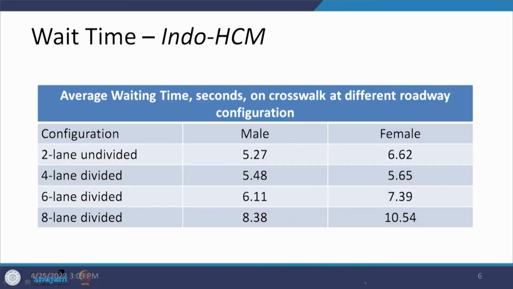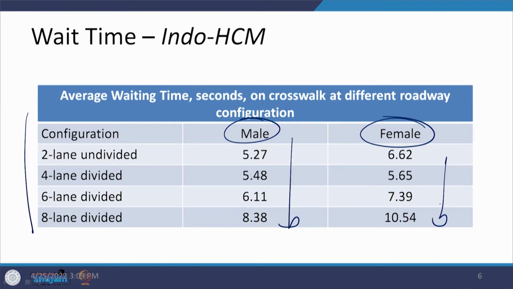Now, in the case of Indo-HCM, again it is talking about the wait time, and it is also giving the conditions with respect to the categorization of the road. And when we look at this categorization of the road, the same is being used as we have talked previously, but for the 2 segments of the population, they are defining average wait times which change from somewhere around 5 seconds to as high as 10 seconds.